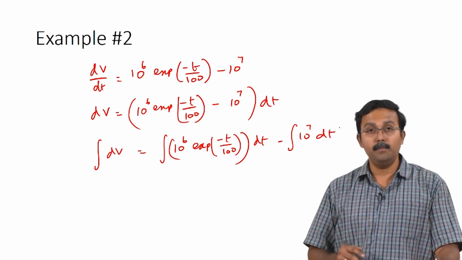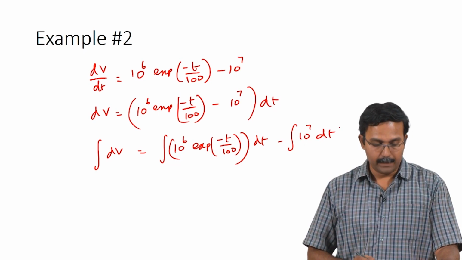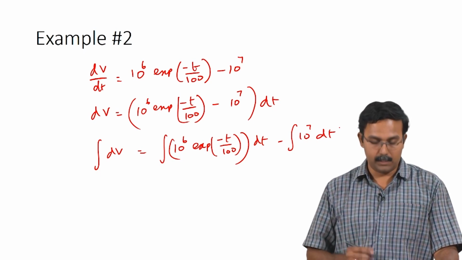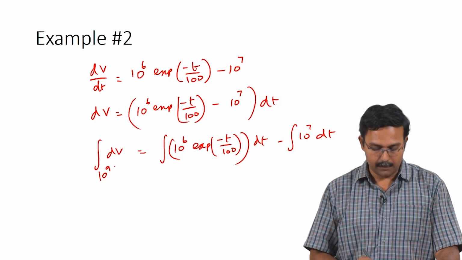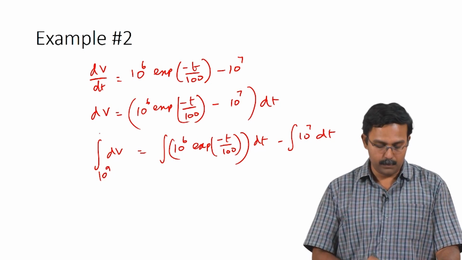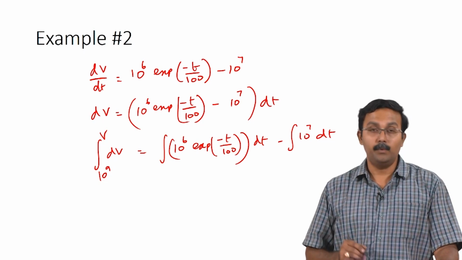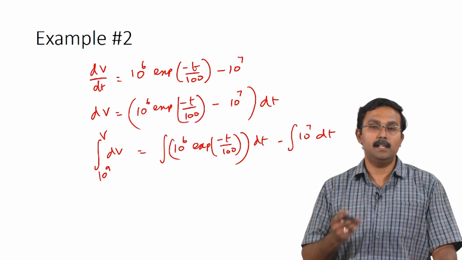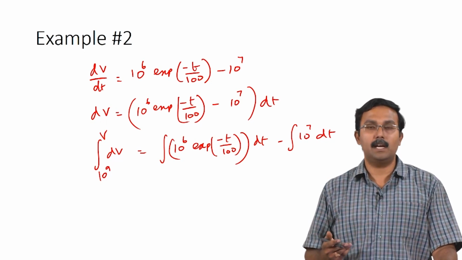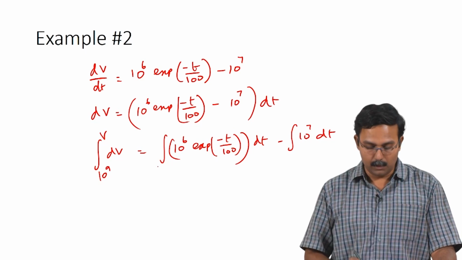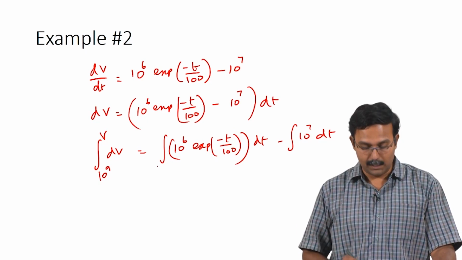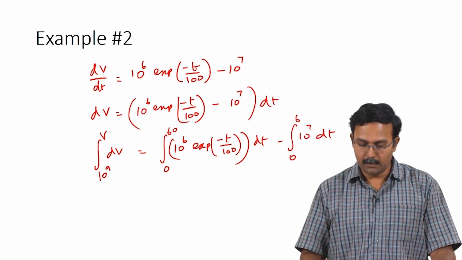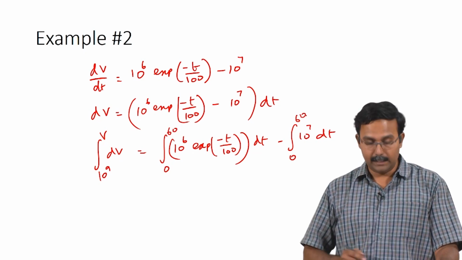Now, what would be the limits for this integral? We know the initial volume of the reservoir before the drought started was 10^9. We have to find the final volume, let us call that V. We know that the drought lasted for 60 days, which means that the day on which the drought started can be considered time equals 0, and the last day of drought would be 60. So, the time frame is from 0 to 60. This would be the limit with which we would have to integrate.